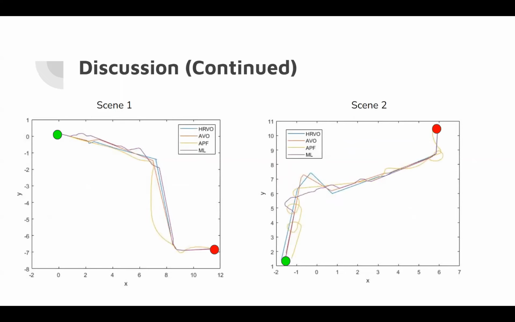We also have charts of all the paths here, where green is the start position and red is the goal position. For scenes 1 and 2, AVO and HRVO had very smooth paths with barely any changes, barely any noise, and maintained a very smooth pattern. ML had paths similar to AVO and HRVO, except towards the beginning of scene 2, but was not quite as smooth. And APF had more curved paths that occasionally looped around and were not as smooth as the rest.